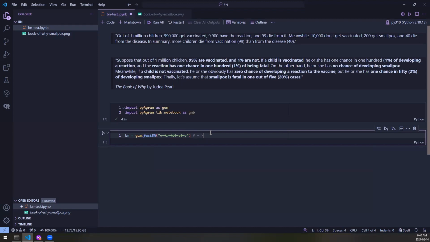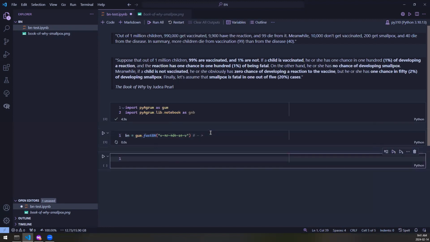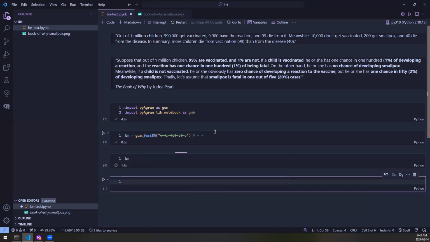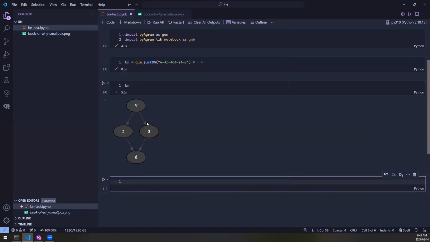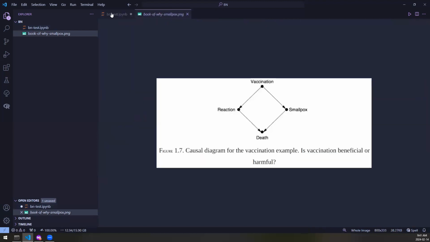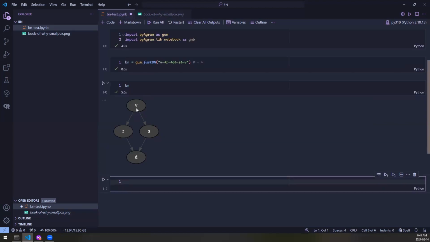I'm going to hit Shift Enter here in VS Code to make it run. If you type just BN, since we are using a Jupyter notebook, we expect to see the rendering of the graph. There we go. Here we have exactly the graph described in the picture. So this is the first part, the graph. We have 4 variables. We haven't specified any values for those variables yet, but we have at least the directions between them as expected.